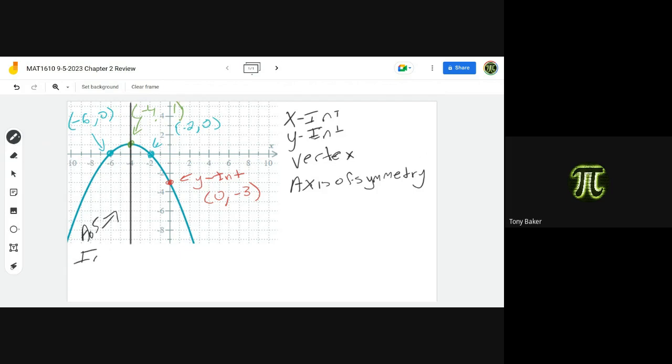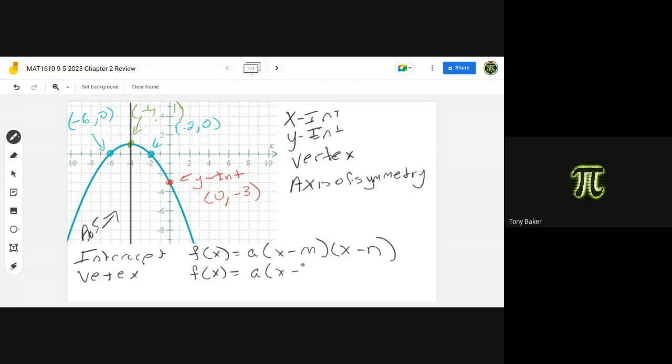We have intercept. So if x equals a, x minus, we'll do m and n. That's your intercept format. We have vertex. And then we have standard. This is the format you typically see.